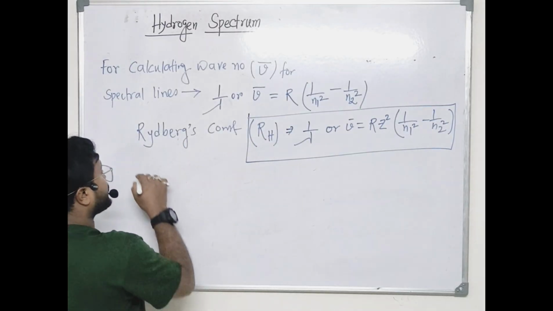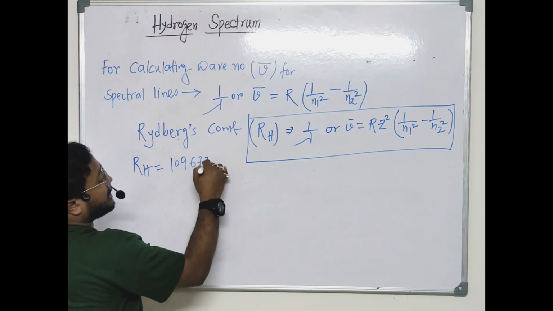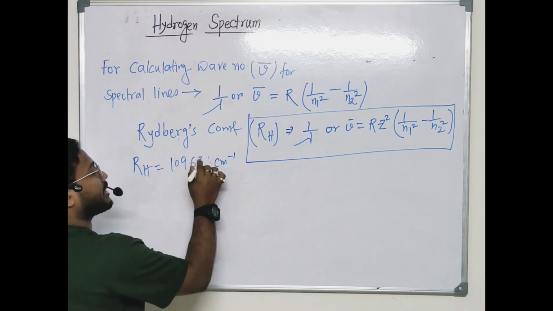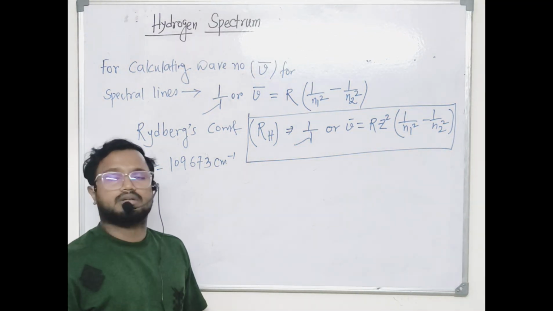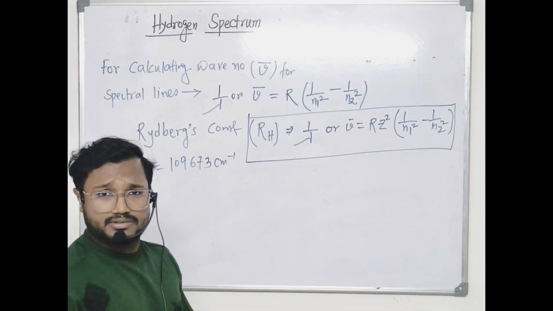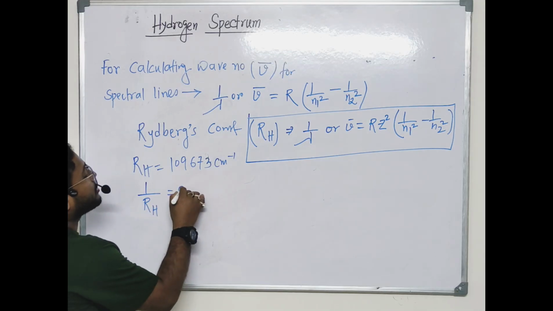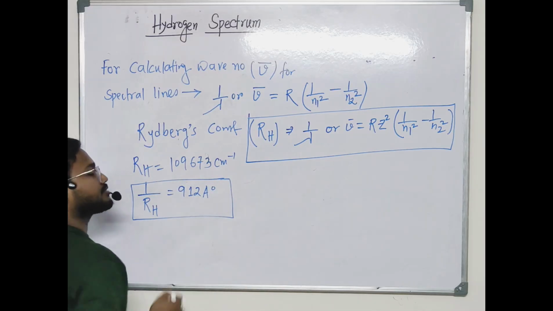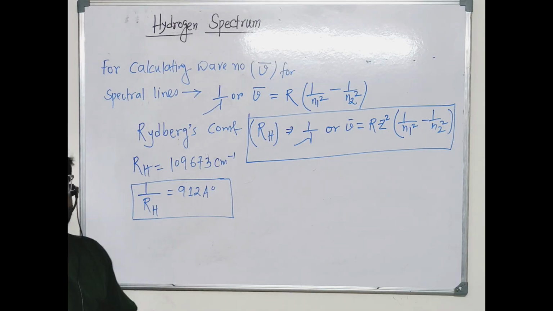What is the value of RH? RH comes 109677 centimeter inverse. In some books it is written as 109673 as well. So you can use any of them, no issue with it, not much mathematical error comes with this. But actually I prefer to use 1 by RH equal to 912 angstrom. It will help you to solve mathematical questions faster. So now whenever we are calculating for the hydrogen spectrum, the format is going to be like this.